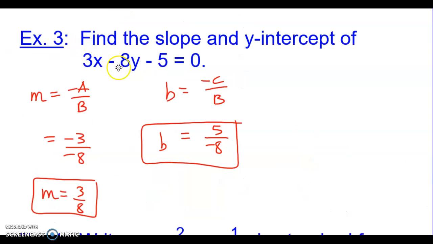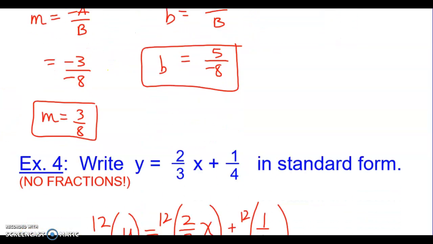And let's look at an example. Find the slope and the y-intercept. So we're in standard form. My formula is slope equals negative a over b. So negative 3 over negative 8 becomes positive 3 over 8. Y-intercept, the formula is negative c over b. Well, c is negative 5, so when I change it and make it negative, it becomes positive 5 over negative 8, and so my y-intercept is 5 over 8.